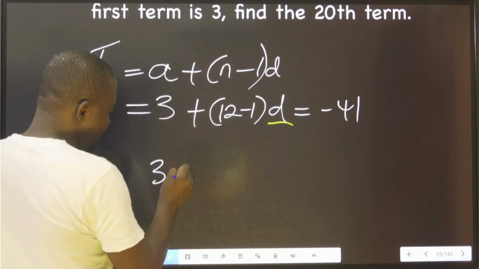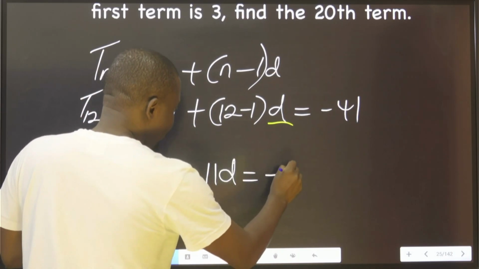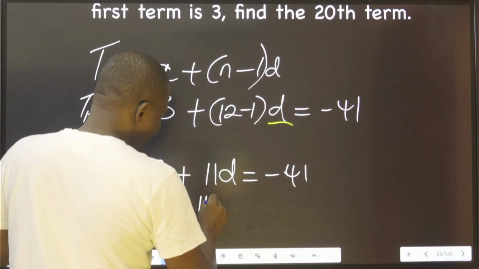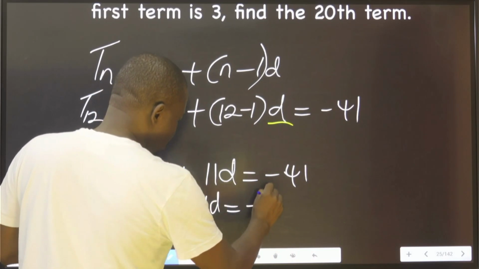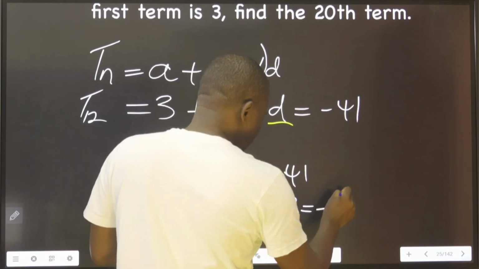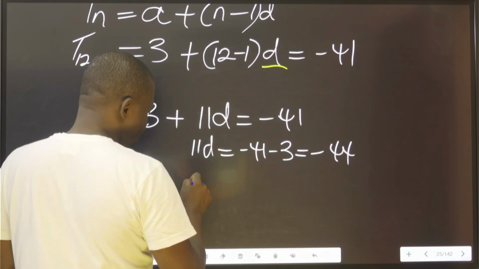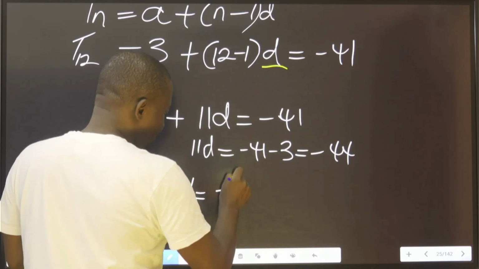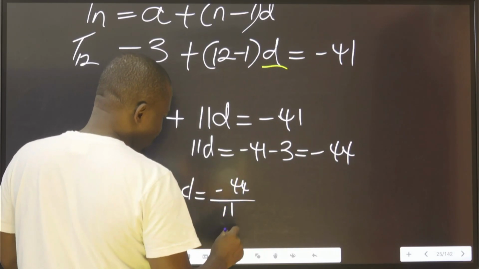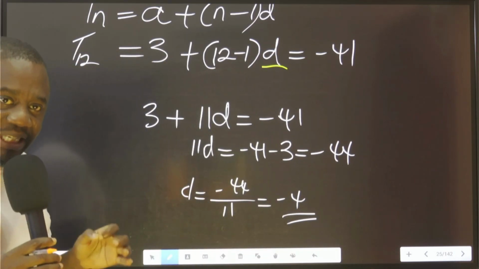That is to say, 3 plus 11D equals minus 41. 11D equals minus 41, we move the 3 to this side, minus 3, equal to minus 44. Therefore, D is equal to minus 44 all over 11, which is minus 4. So the common difference now is minus 4.